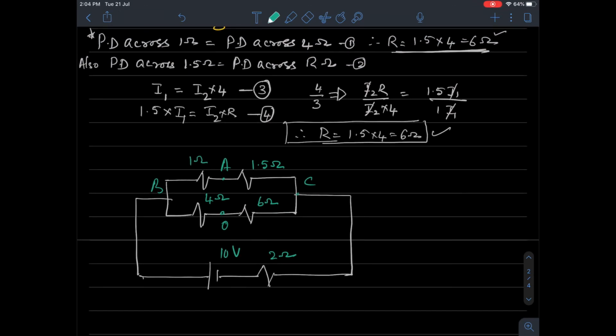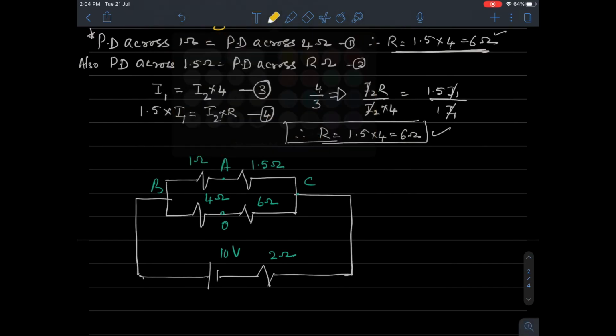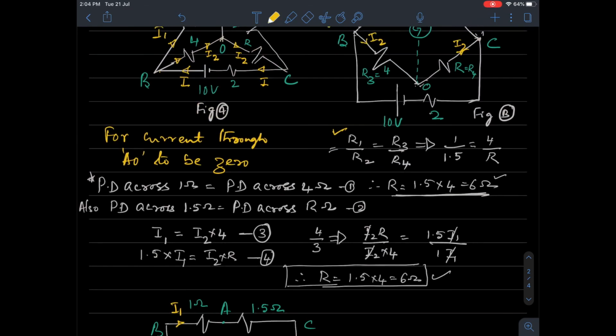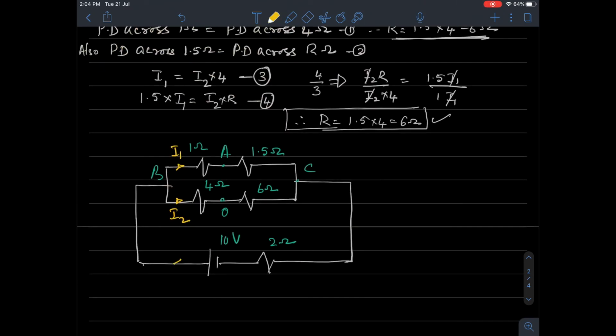So what are we interested in? We are interested in knowing the current here, which we have called I1, and this is my I2. We are supposed to get I2. Can we not get I2? It is so simple. It's a very straightforward and simple problem. Okay, how do we do it?